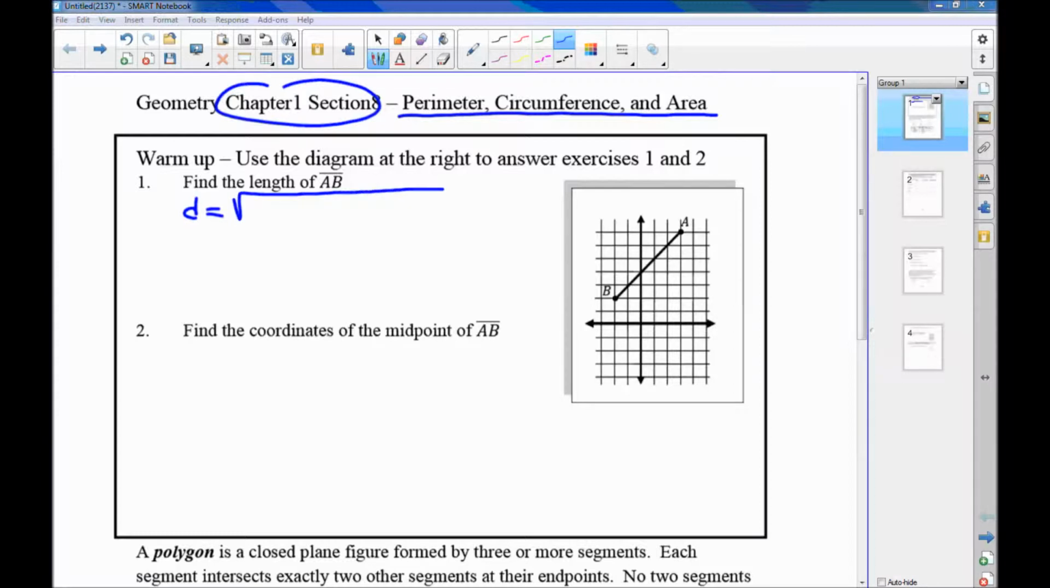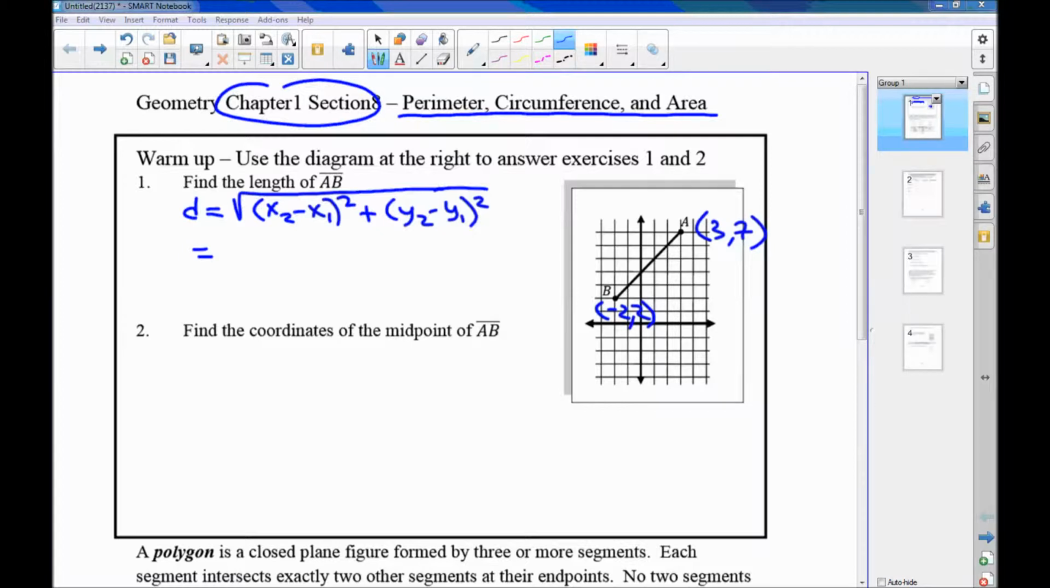So if you look in the book again, the distance formula is the square root of x2 minus x1 squared plus y2 minus y1 squared. And we need to find the coordinates for these 2 points so we can know our x2s and y1s and stuff. So B's is at negative 2, 2. And A's is at 1, 2, 3 over and 7 up. Let's see, 2, 4, 6, 7.